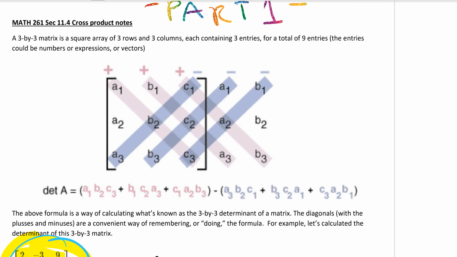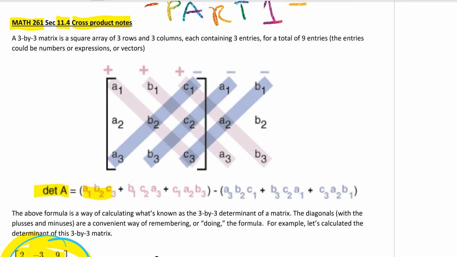Okay, this is Math 261 on Section 11.4 on the cross product. And this is going to be Part 5. In Part 1, we talked about the formula for the cross product of two vectors based on a matrix or grid way of calculating and remembering what to do.